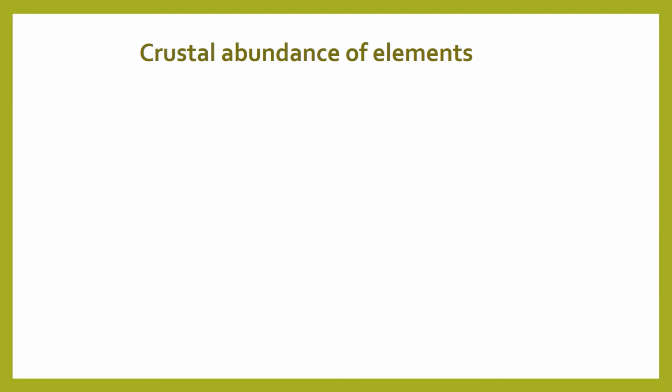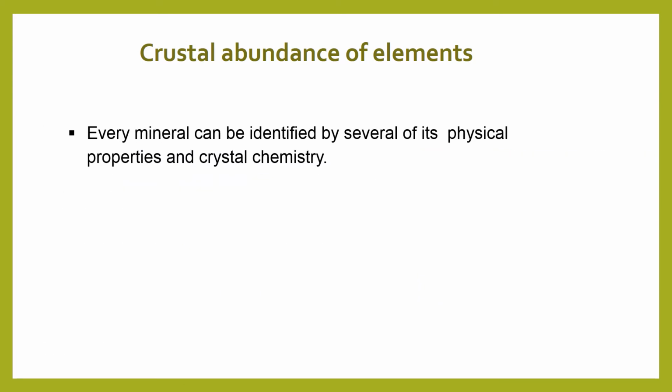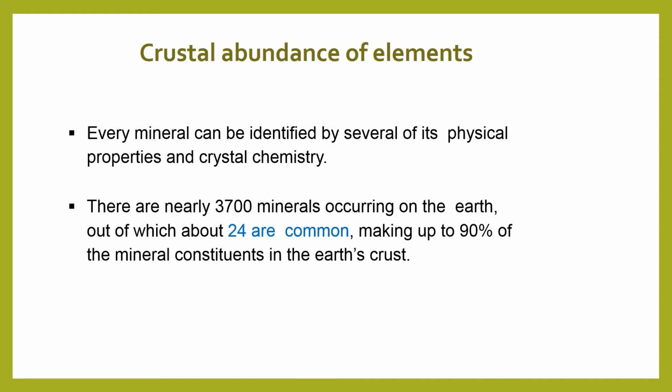Okay, so every mineral can be identified by several of its physical properties, which we have already studied before, and the crystal chemistry here. As I said before, around 4,000 minerals are occurring on Earth. Out of this number, only 24 minerals are common. They represent up to 90% of the mineral constituents in the Earth.